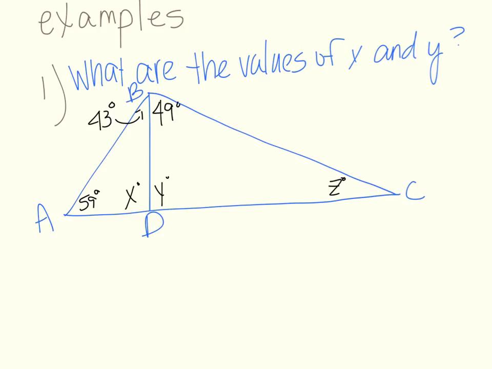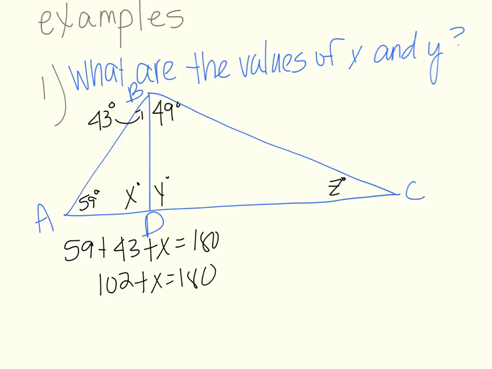So again, we know that 59 plus 43 plus x is equal to 180 degrees. Add 59 and 43 together, and that is equal to 102. And then subtract the 102, and you end up getting that x is equal to 78 degrees.